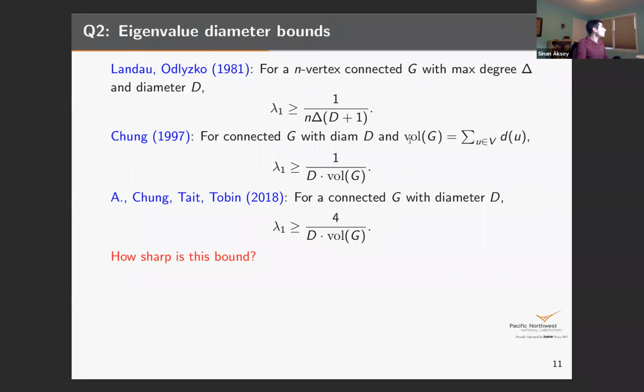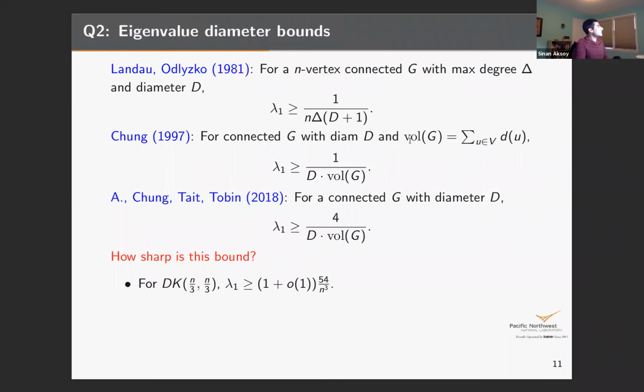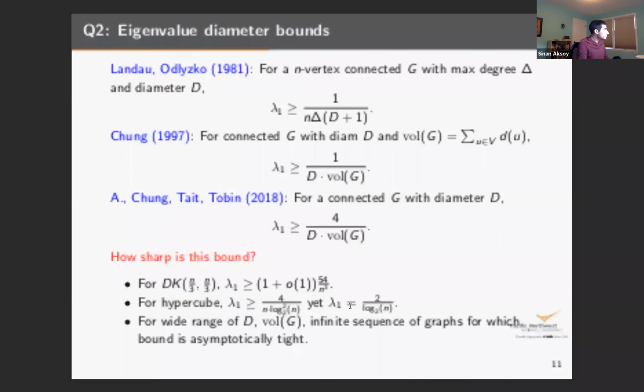Can we show that this bound is sharp? How sharp is this bound, you might ask? First, if we plug in that double kite graph that we just talked about, we get a lower bound that gives us the correct answer. We get 54 over n cubed. But in general, of course, it's not going to be the case that you're very close to the true value. For instance, for the hypercube, plugging in this lower bound, 4 over d vol G, gives us an expression with n log n in the denominator, and the true value is just log n. So it can be off by an order of magnitude.